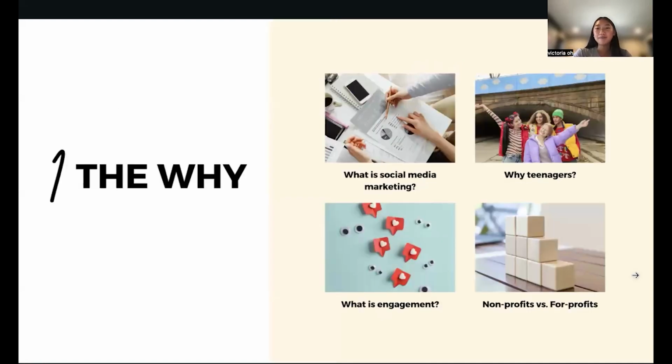First, the why. All of this information that I will be discussing is found from previous research that other people have done, or gray literature.